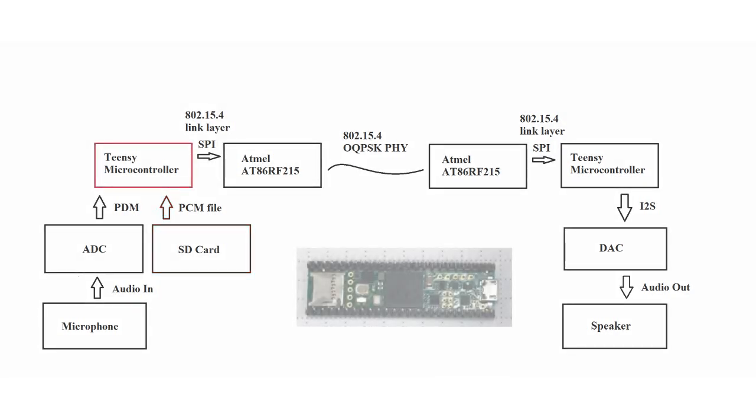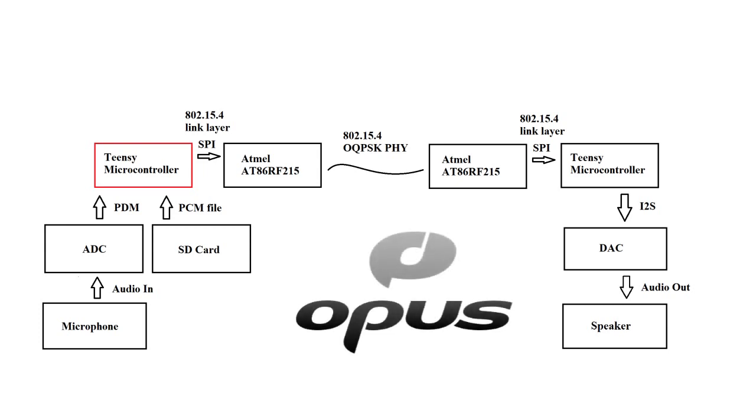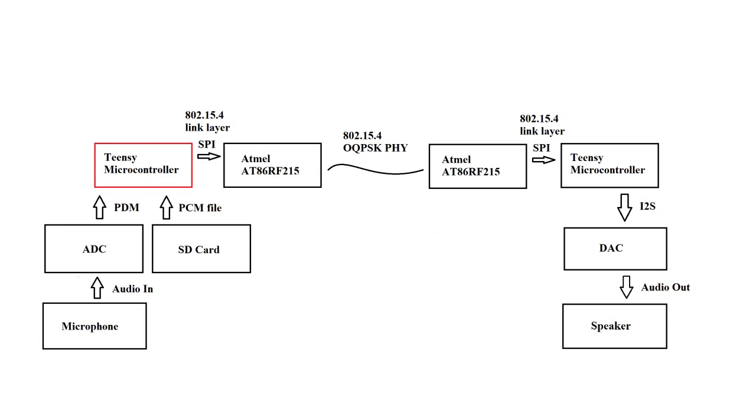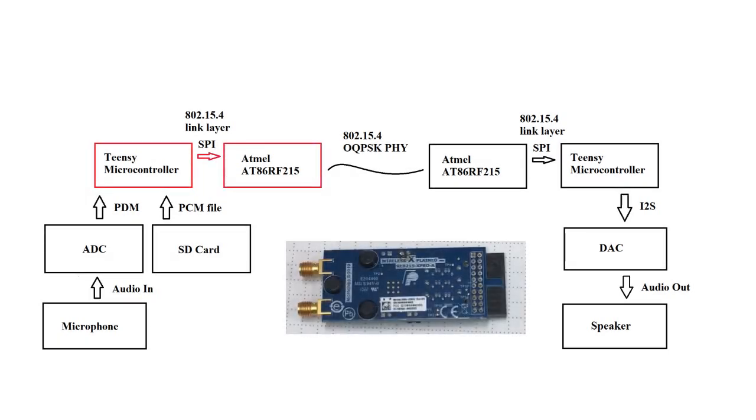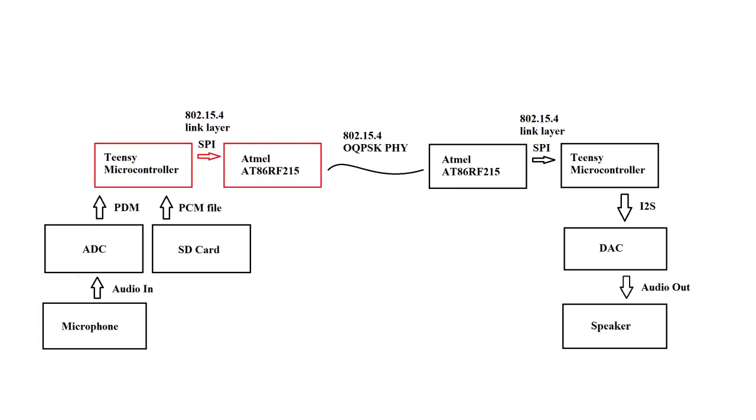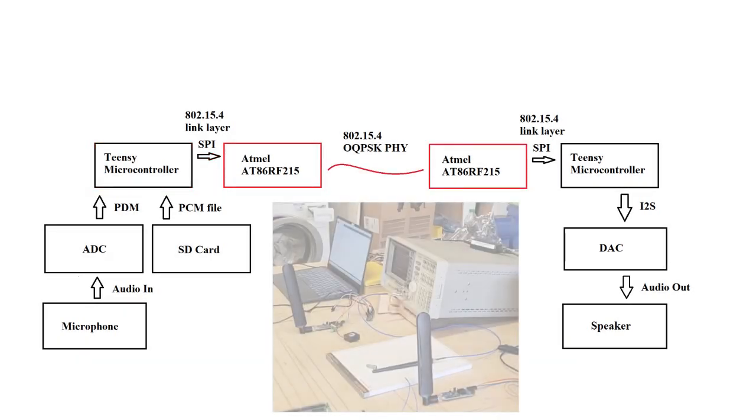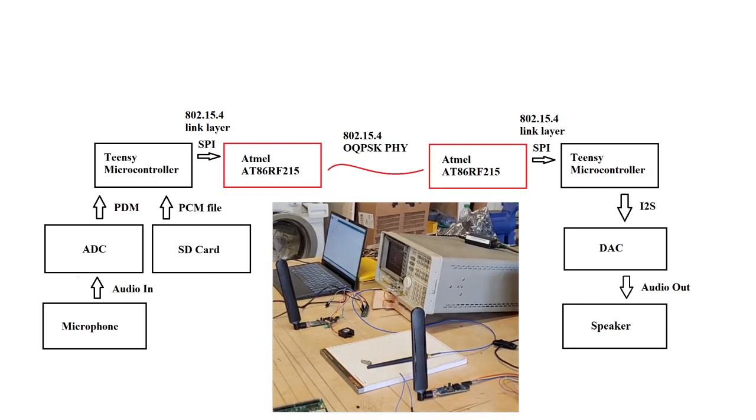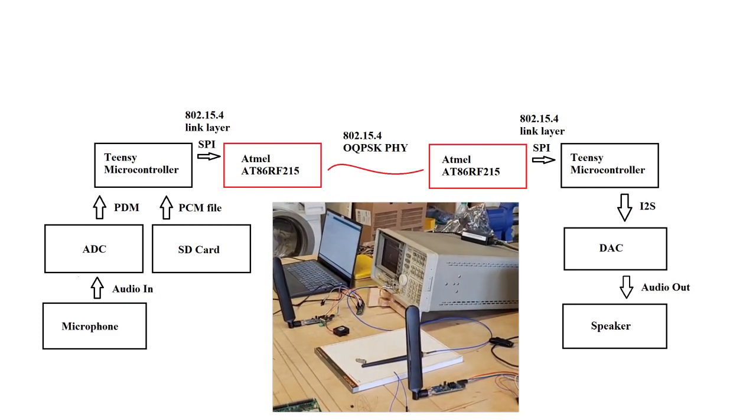The Teensy board then compresses the audio data using Skype's Opus codec and separates the compressed data into 802.15.4 packets. The packets are then sent from the Teensy to the transceiver through an SPI interface. The transceiver board transmits the packet to the other transceiver using OQPSK modulation.